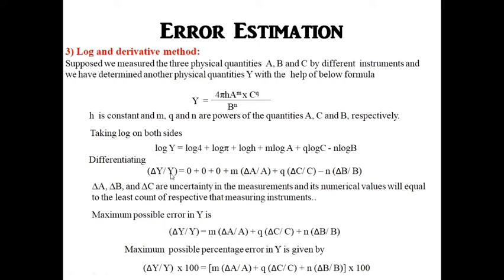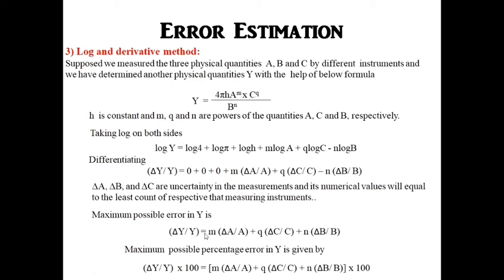You will get delta Y by Y, and 4 pi and H are constants, so you will get 0 for their differentiated values, and log A gives delta A by A, log C gives delta C by C, and log B gives delta B by B. Here delta A and delta B are the uncertainty in a measurement, you can say the error in the error. Its numerical value will be equal to the least count of the respective measuring instruments.